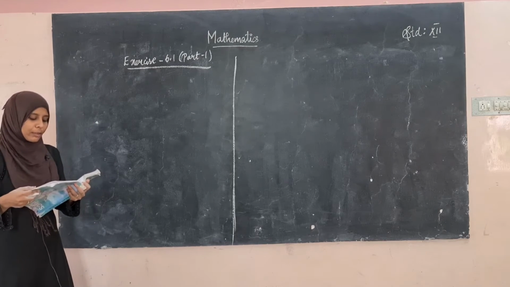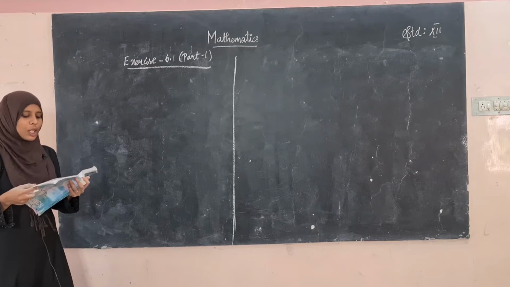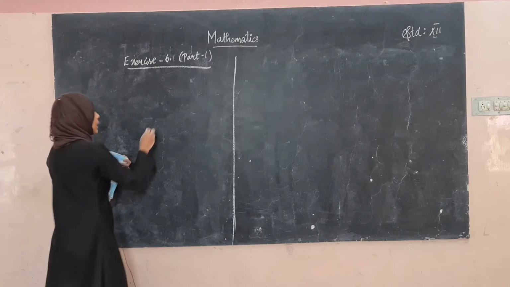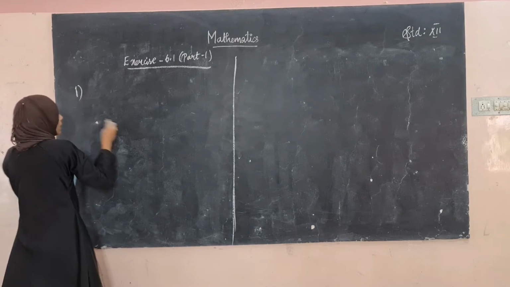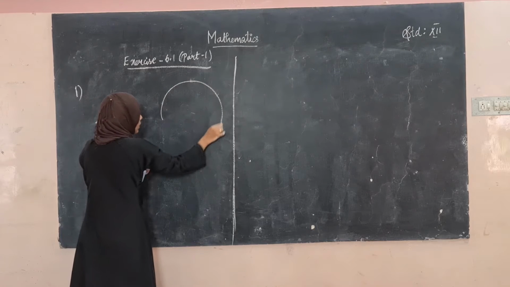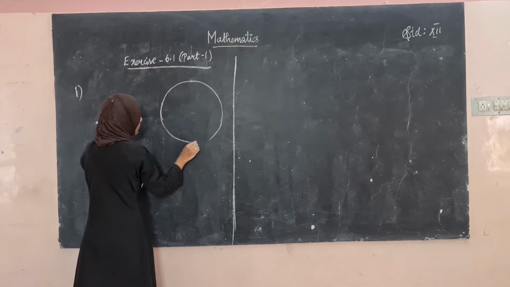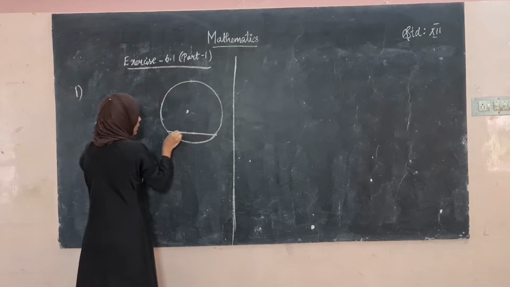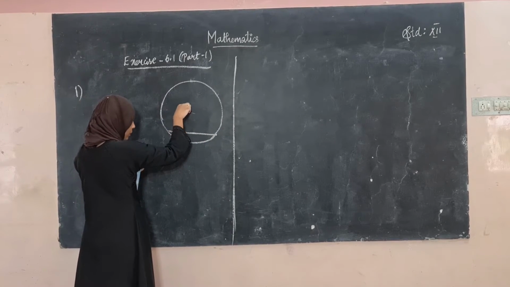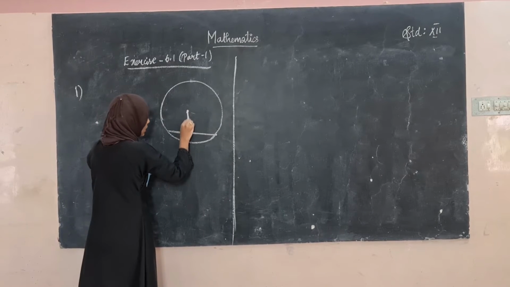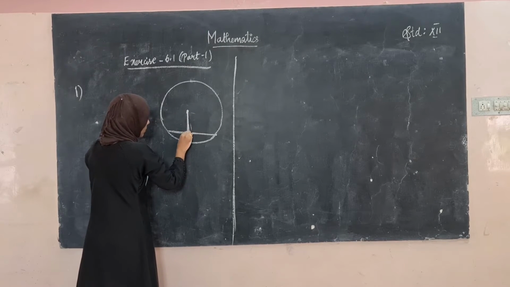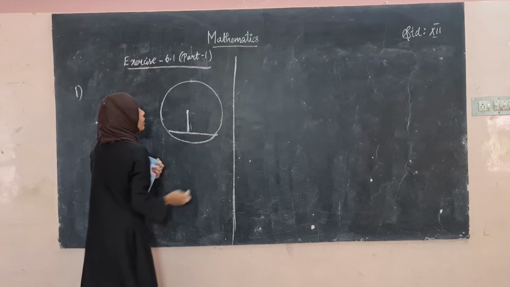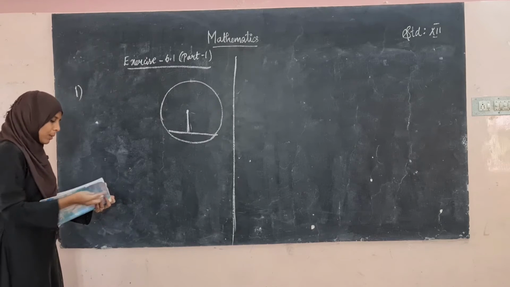Prove by vector method that if a line is drawn from the center of a circle to the midpoint of a chord, then the line is perpendicular to the chord. Let's see the diagram. They are telling about a circle. If this is a circle, and this is the midpoint, and let this be the chord, any chord. If a line is drawn from the center of the circle to the midpoint of the chord, then we have to prove that this line is perpendicular to this chord.